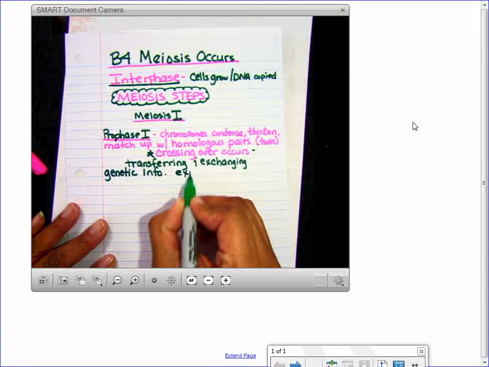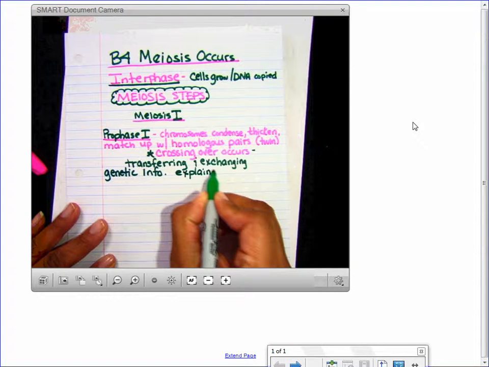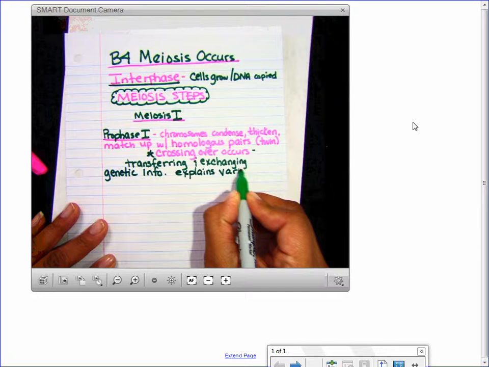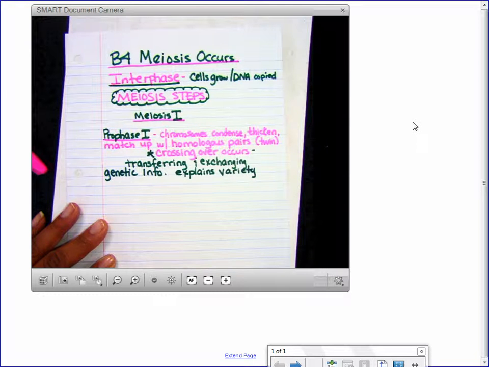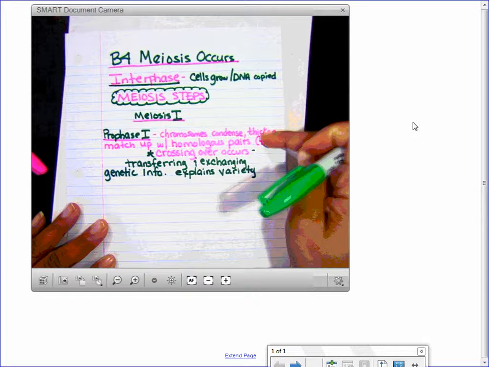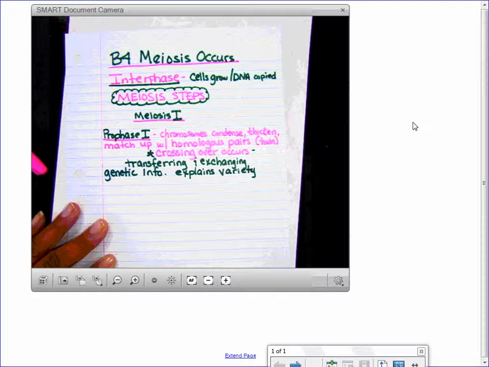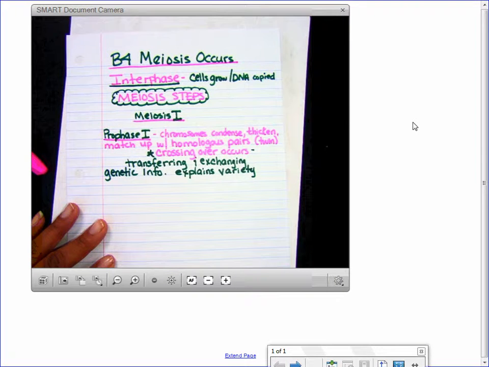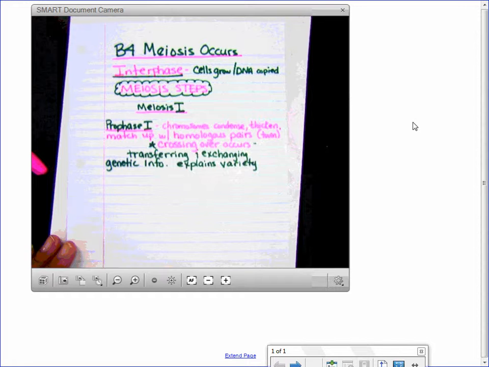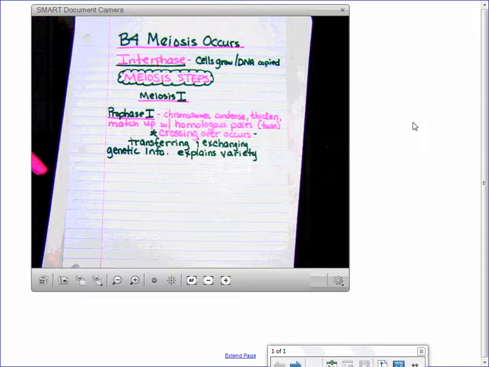This again explains variety. I didn't put down here that they exchange genetic info between the homologous pairs because it's evident, because they're matching up with the homologous pairs. Does that make sense? Again, this explains variety. What do I mean by variety? Differences in siblings. Very good. So if you don't know what that means, then you do want to jot that down in your notes. I'm not going to rewrite it.